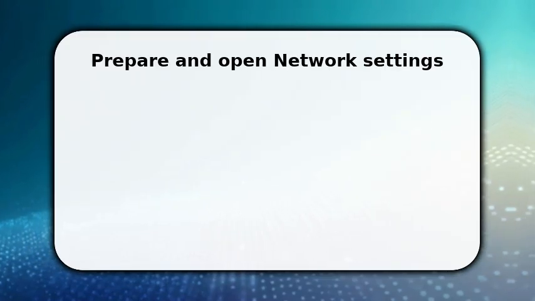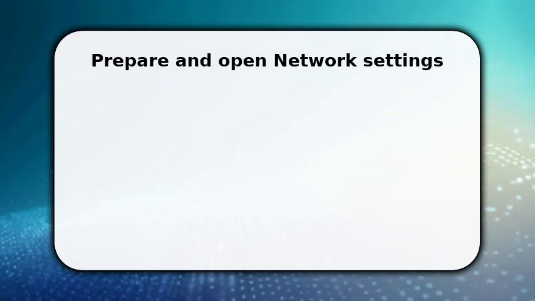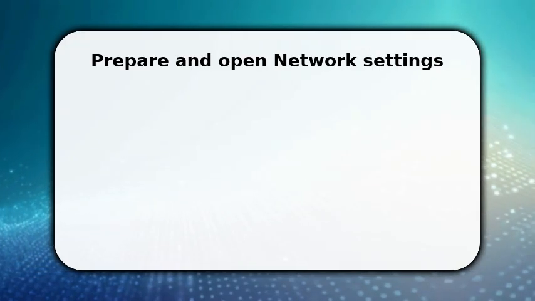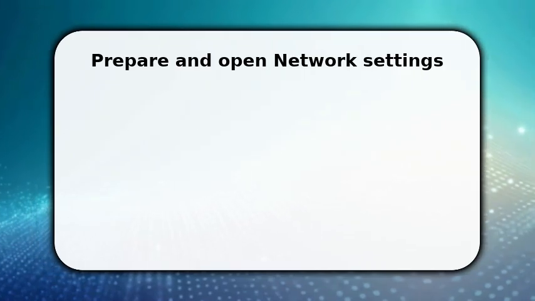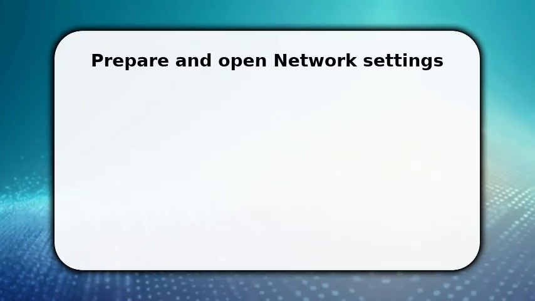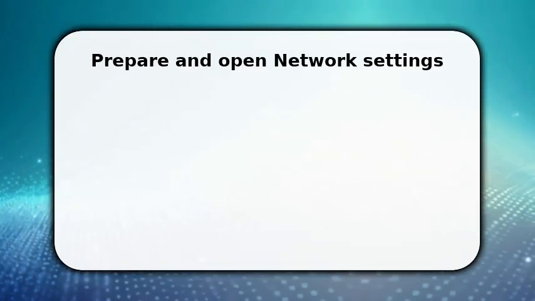Once done, unlock the phone and open settings, then tap network and internet or connections depending on your Android skin. Make sure you already know the exact SSID and password for the network you want to join. This saves time and avoids repeated attempts.